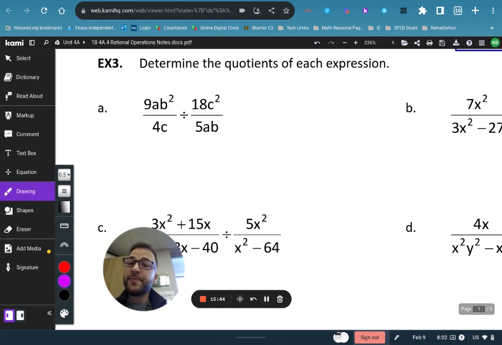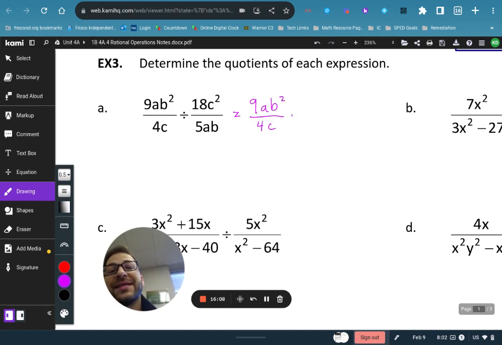You keep the original fraction the same. You change the sign from division to multiplication, and you flip that last fraction to be the upside down version of what it is right now. So this would become 9ab squared over 4c times, instead of division, and then reciprocal, so 5ab over 18c squared.